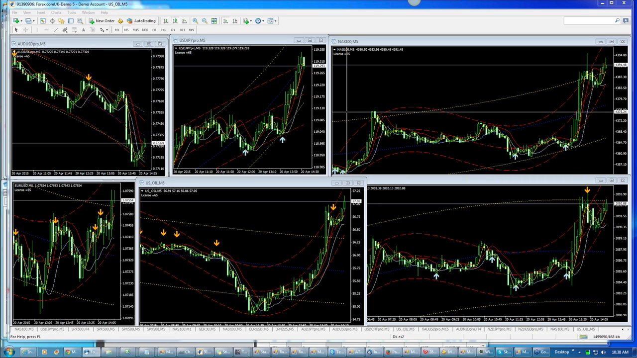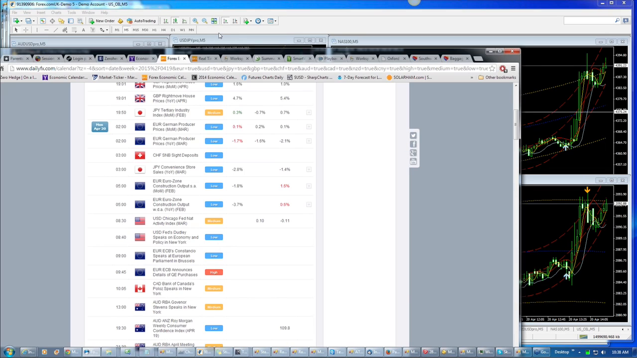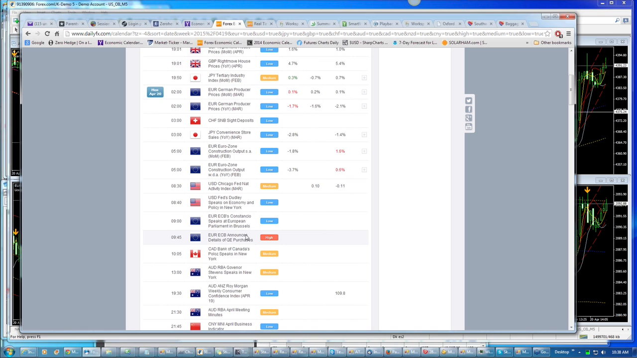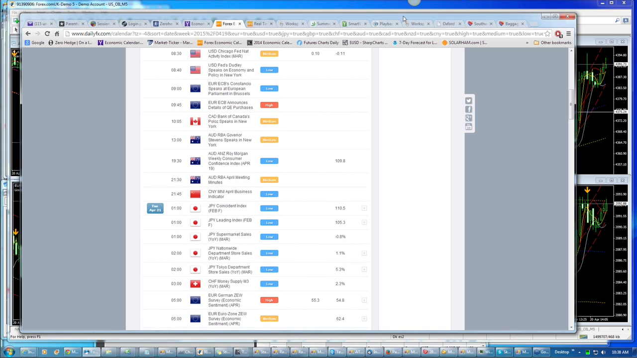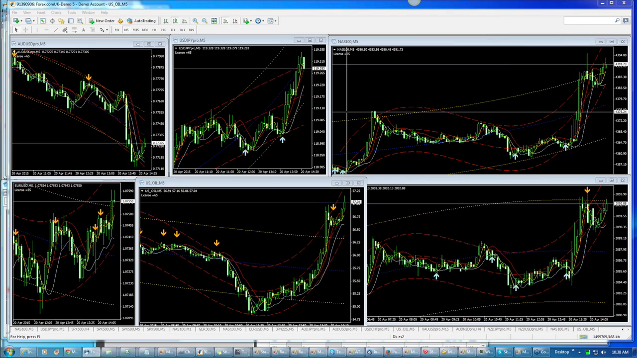Looking on the calendar, you can see it's a pretty light calendar. But I use the calendar on daily FX, covers everything including currencies, you name it, it's on there. Fed speakers.